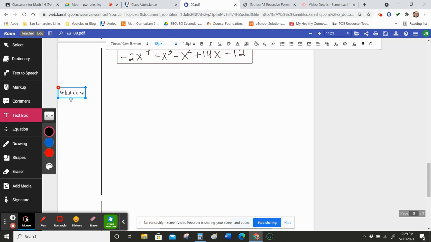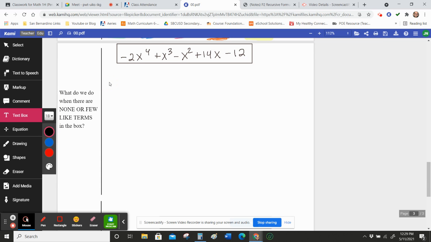So the question is, what do we do when there are no like terms? I just say no or few. Sometimes there could be some like terms, but not others. And that basically is going to be what example 5 will be all about. So example 5, we're going to multiply g of x and k of x.